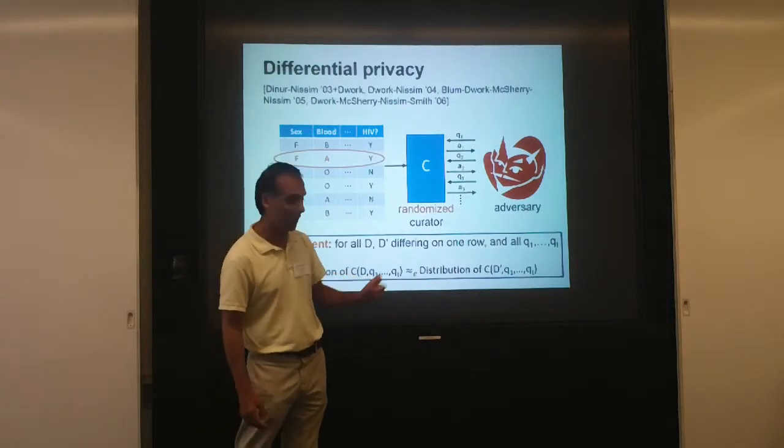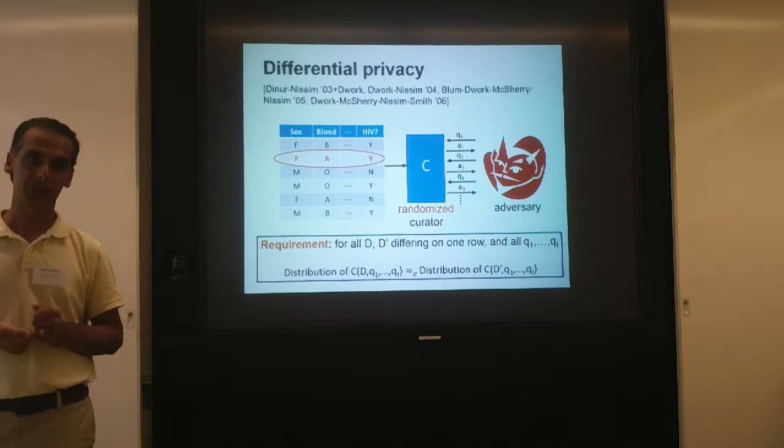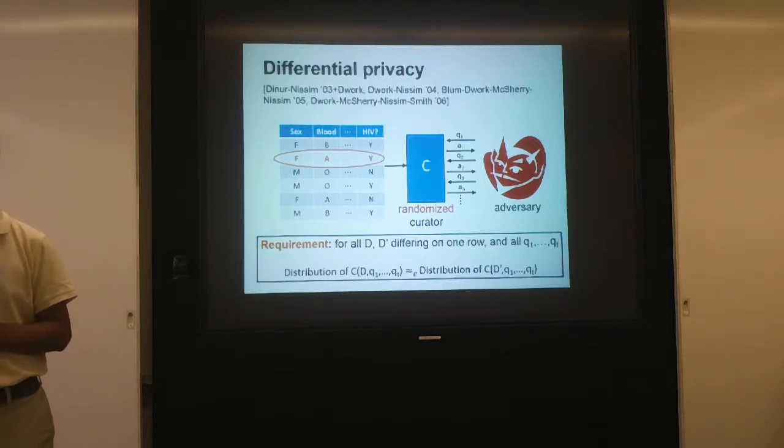And there's this parameter epsilon that you'll probably hear often, which measures how close these distributions are required to be, which is your measure of privacy protection. The smaller epsilon is, the more your privacy is protected.